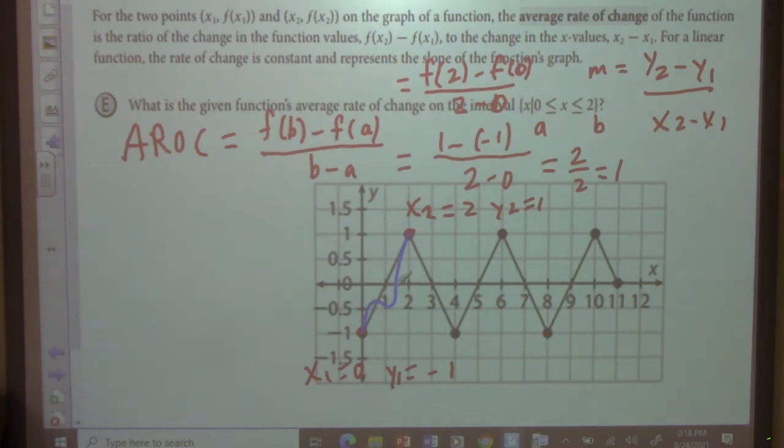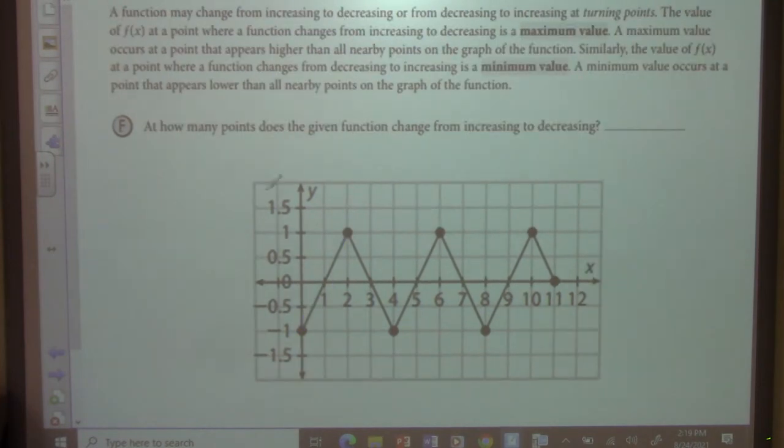Now that's not a line in blue anymore, is it? No. But will the average rate of change still be the same? Yes, it'll still be the same. So it doesn't matter what happens between the points. The average rate of change is still going to be good based on input and output values. All right? So that's average rate of change.